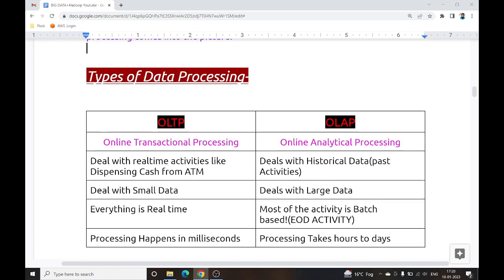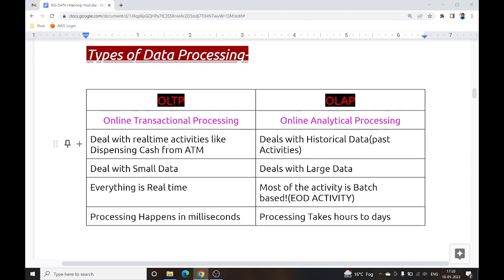Okay, let's come to the next thing, that is types of data processing. Majorly there are two types of data processing.